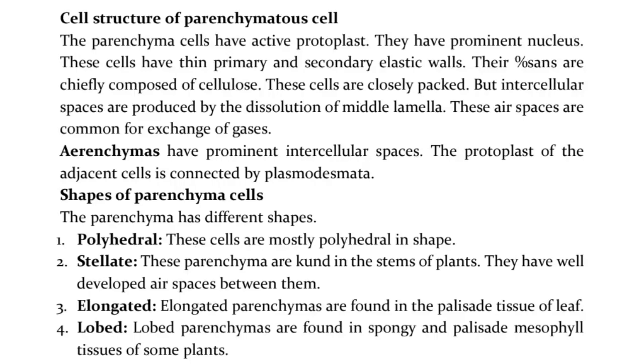Cell structure of parenchymatous cell. Parenchyma cells have active protoplast. They have a prominent nucleus. These cells have thin primary and secondary elastic walls. Their cell walls are mainly composed of cellulose. These cells are closely packed, but intercellular spaces are produced by the dissolution of the middle lamella.